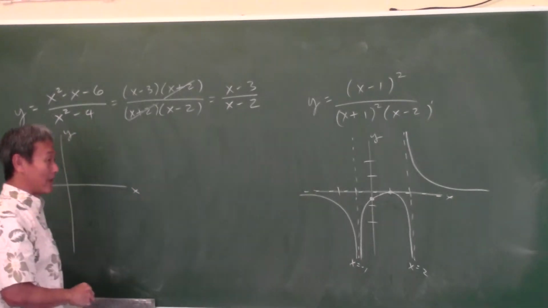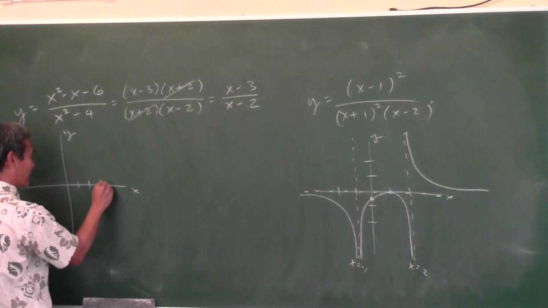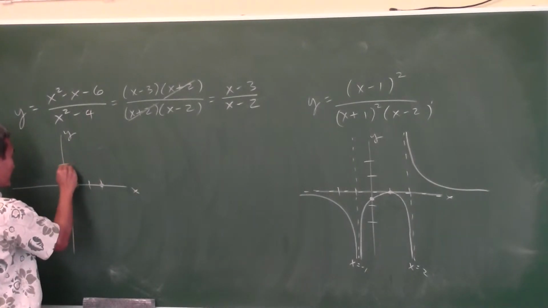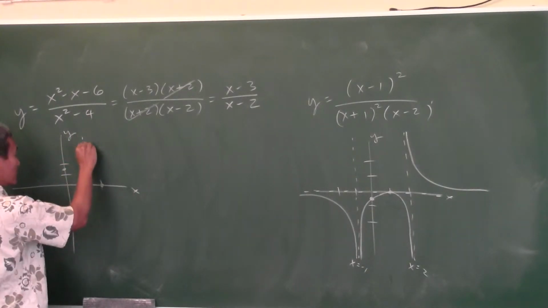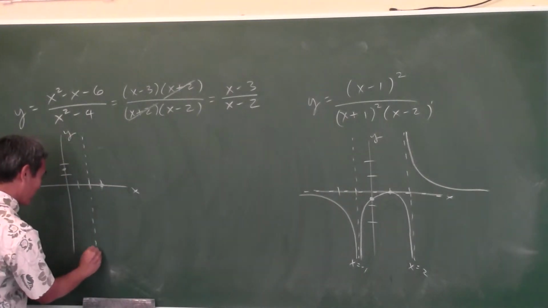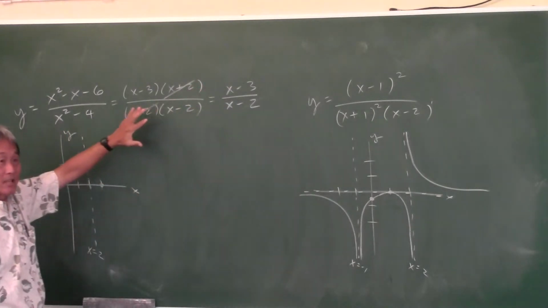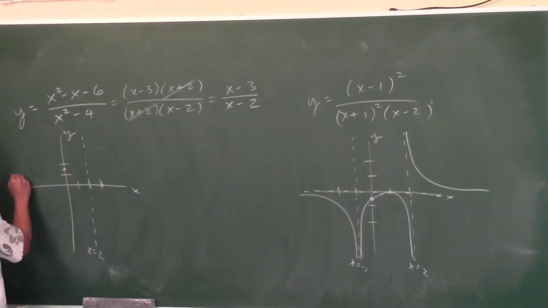Do we know how to graph that? Yes, that's easy. X-intercept: 3. Y-intercept: 3 halves. Vertical asymptote: look at the bottom. Horizontal asymptote: the degrees of the top and the bottom are the same. Look at the leading coefficients, so y equals 1.